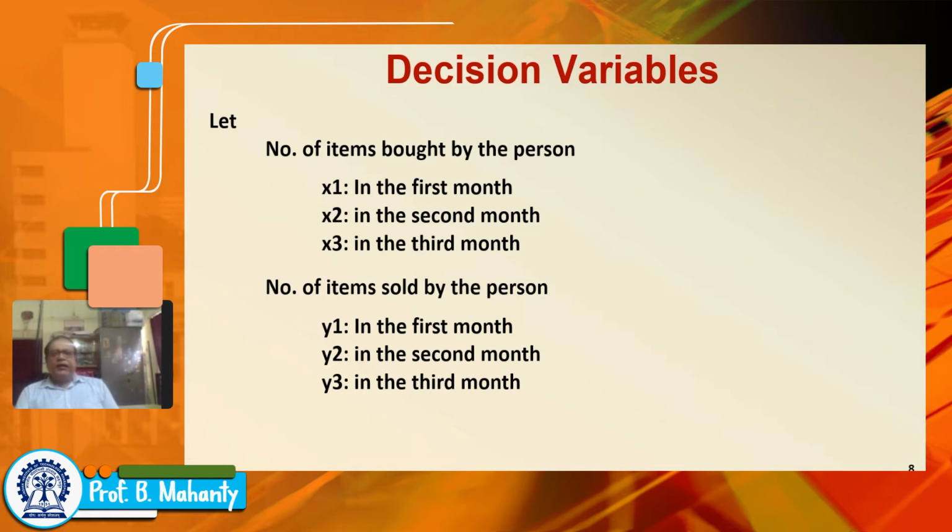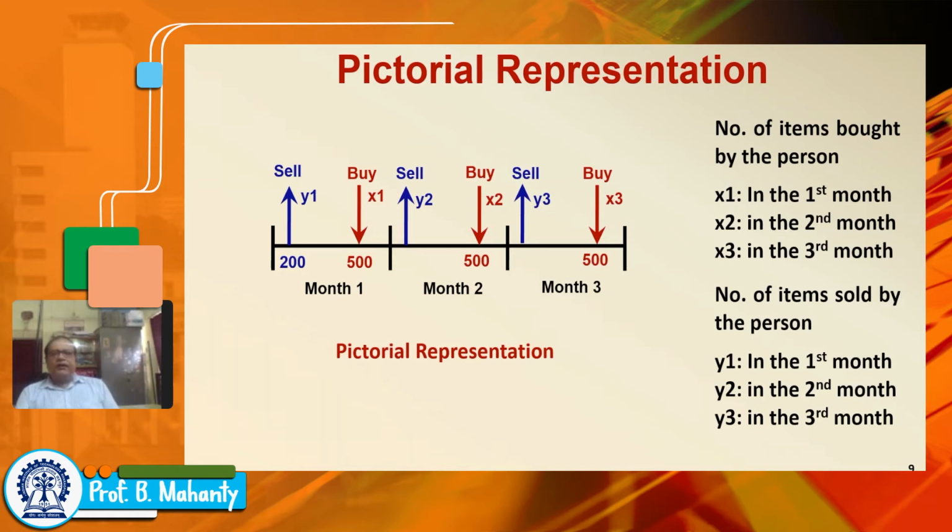So how are they related? You can do a pictorial representation of his buying and selling behavior. So you see, initially there is a stock of 200 items. So he can sell, let's say, y1 amount. Now after that, he can buy 500 amount maximum. So these are maximum values. It's not that he has to sell 200. It depends on the problem. And after the second month comes, again he can sell y2, and then he can buy, then he can sell, and then he can buy. So this is how things are happening, and this is the timeline, and based on that, these kinds of financial computations can be represented.